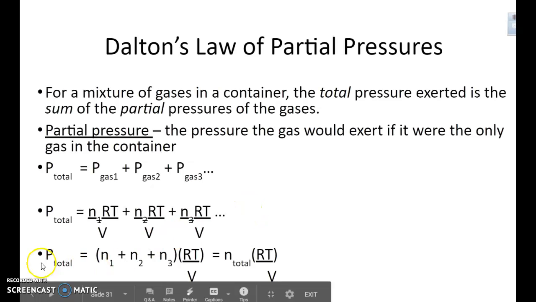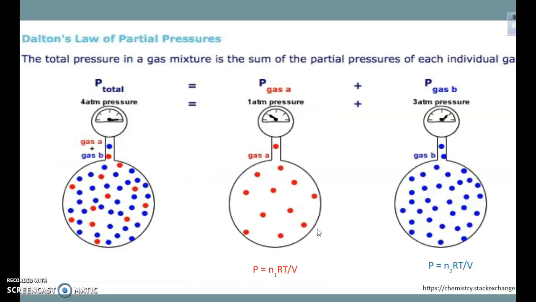And what we find is that we can find the total pressure by taking the total number of moles times that constant R times the temperature in Kelvin divided by volume. But we're just going to use PV equals nRT in this problem as well. We're just going to focus on different gases.